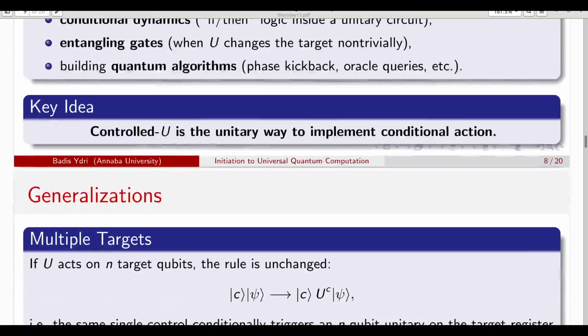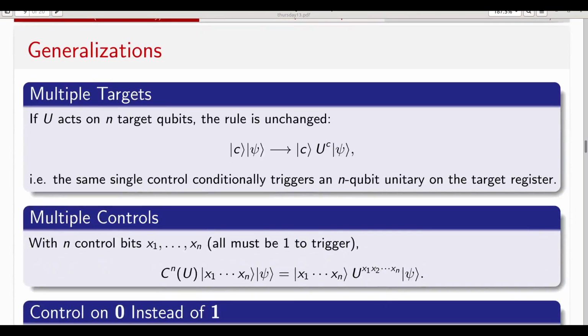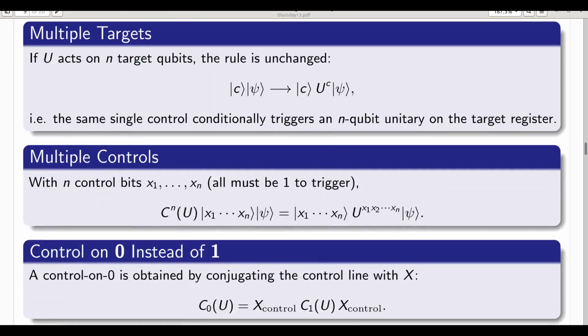Controlled U operations scale naturally. A single control can trigger multi-qubit targets, multiple controls can be combined, and control on 0 is obtained by simple conjugation. This flexibility makes controlled U a fundamental building block of quantum circuits.